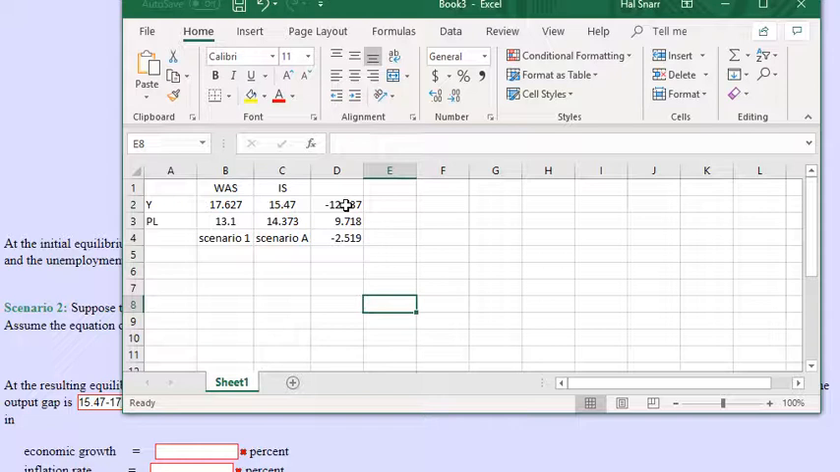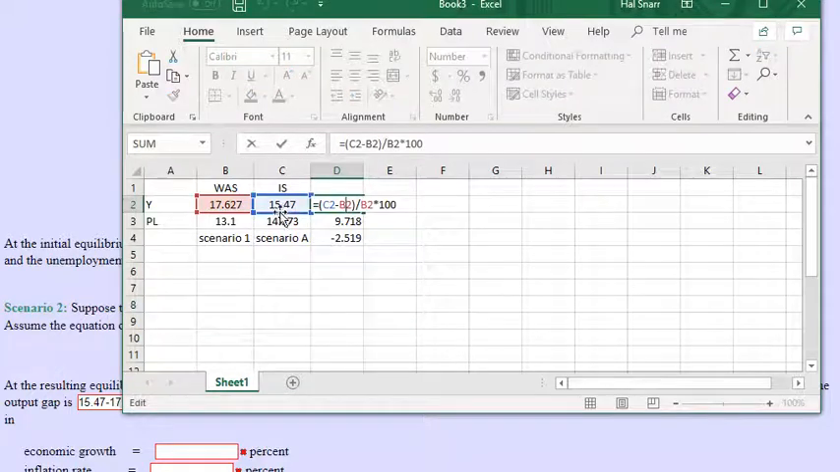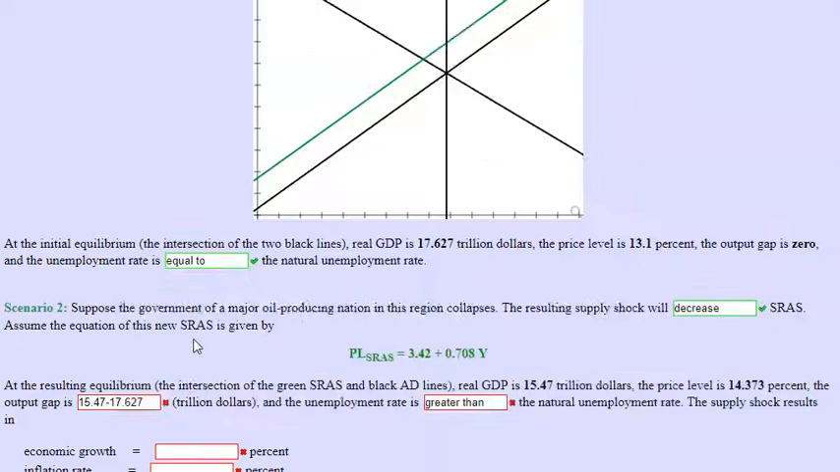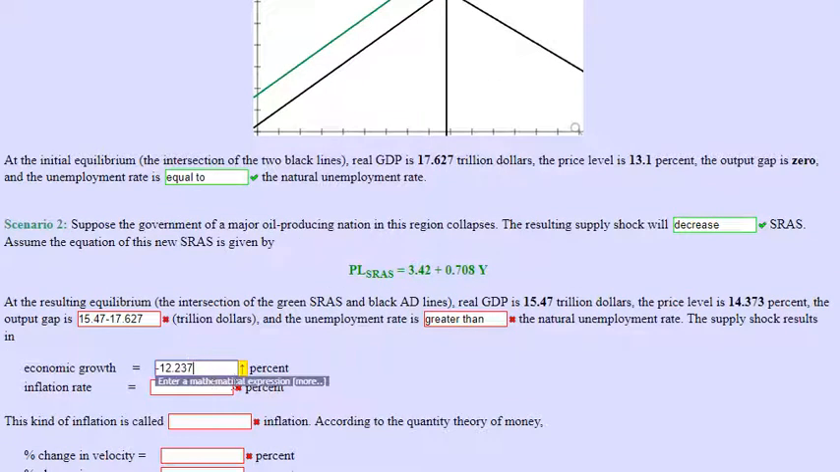Okay, so to calculate the economic growth rate, GDP is 15.47 in scenario two. It was 17.627 in scenario one. That difference divided by what it was in scenario one times 100 gives us negative 12.237%. So the economic growth rate is negative, right?